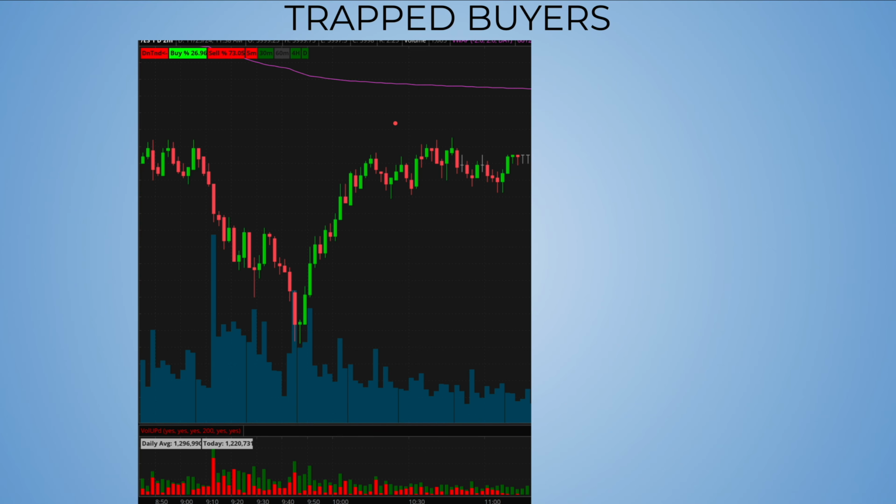Now here's another situation of trapped buyers on the other side. Just looking at a candlestick chart, not knowing what's going to happen.